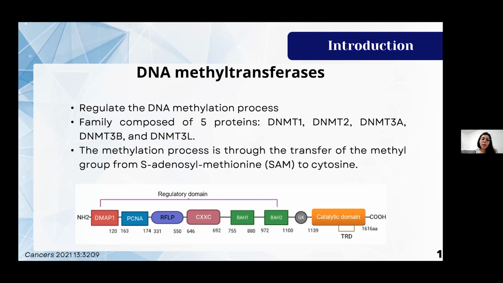As a brief introduction, DNA methyltransferases are responsible for the regulated DNA methylation process. There are 5 types of DNMTs. In this project, we only focus on DNMT1 because of its importance in the maintenance methylation. And these enzymes have 2 main domains: the regulatory domain at the N-terminal and the catalytic domain at the C-terminal.